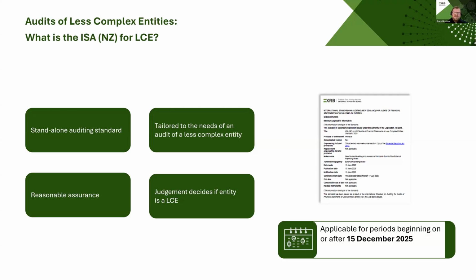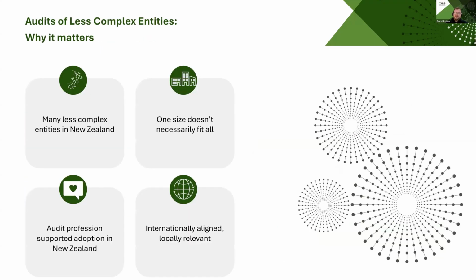So why does this matter? Well, we recognise that there are many small to medium-sized entities in New Zealand that either are required to be audited or voluntarily get an audit. This includes charities, sports clubs, schools, small businesses, and early childhood centres, and those sort of entities. And prior to the adoption of the standard, all entities, regardless of complexity or size, were audited in accordance with the same auditing standards. So what we're doing with the standard is really recognising that one size does not necessarily fit all.